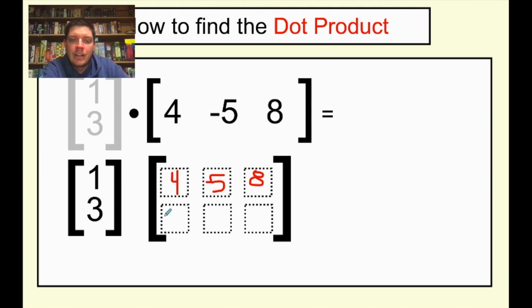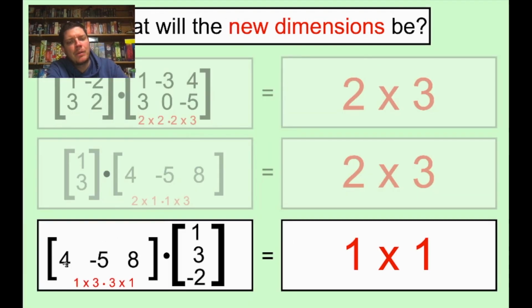Okay, we're going to come down here. 3 times 4 is 12. 3 times -5 is -15. 3 times 8 is 24. And that was it. Okay, this one was a little bit easier just because there wasn't lots of multiplying and adding. So that is that second example. Pretty easy.